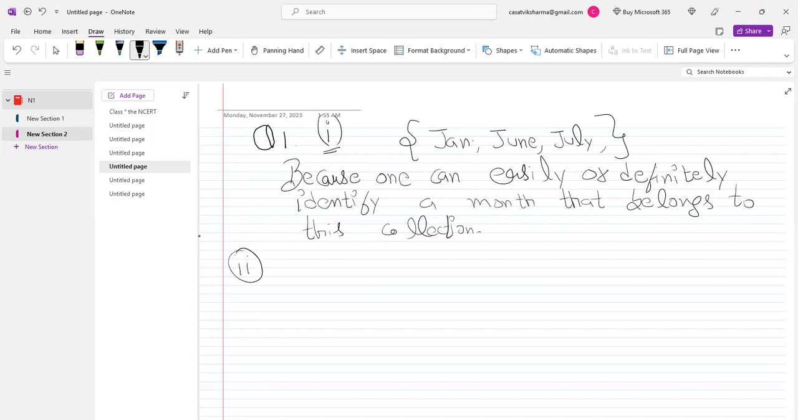The collection of 10 most talented writers of India is not well defined because this is subjective. For me, the 10 most talented writers can be different, and for you, the 10 most talented writers can be different in India. This is varying from person to person. This is not a collection of well-defined objects.